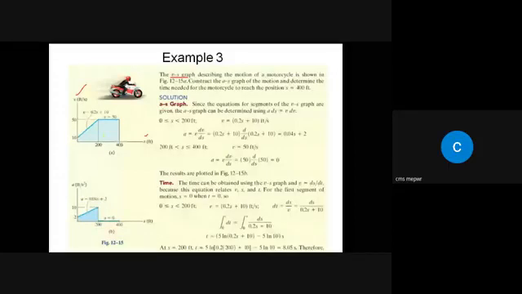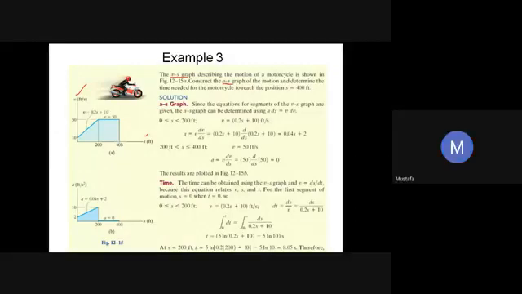What else? Construct the AS graph. So AS, if you recall our previous discussion, what will be involved? Integration or derivation? Derivation. Yes. Calculate the AS graph of motion and determine the time needed for the motorcycle to reach position S is equal to 400 feet. You need to find out the time during which the motorcycle can reach up to 400 feet, right?